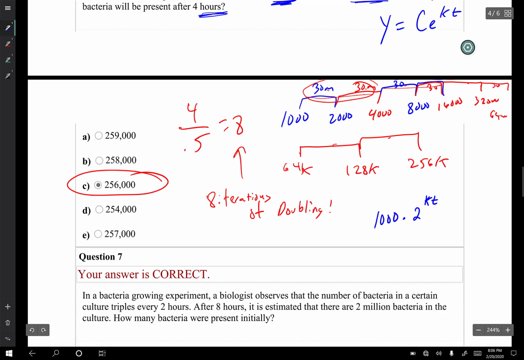And your k in this case, the t is the time, and it doubles every 30 minutes. So we need to figure out how many iterations there are. We already said there are 8 iterations, so it's going to be 2 to the power 8. So 1,000 times 2 to the power 8: 2 times 2 is 4, 4 times 2 is 8, 8 times 2 is 16, 16 times 2 is 32, 32 times 2 is 64, 64 times 2 is 128, 128 times 2 is 256.